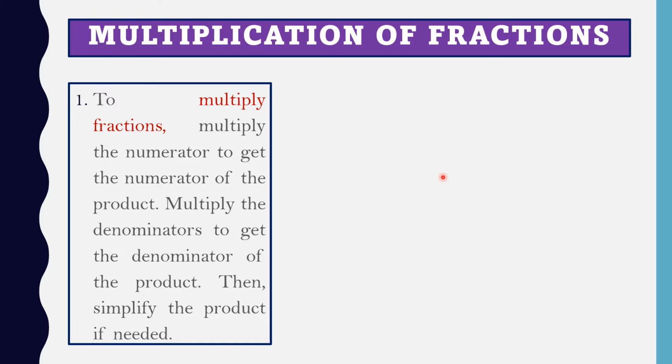We will continue with multiplication of fractions. So how do we multiply fractions? To multiply fractions, we multiply the numerators to get the numerator of the product. Multiply the denominators to get the denominator of the product. Then simplify the product if needed.